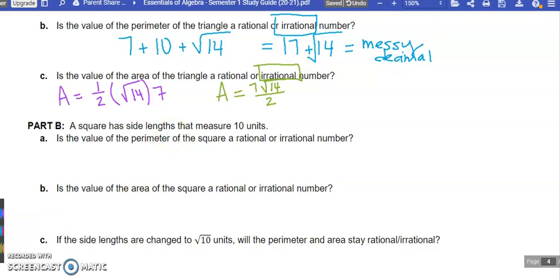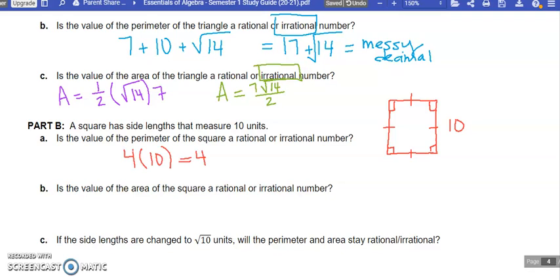All right, letter B, building on this, a square has side lengths that measure 10. So again, think about what you know about a square. We have a 4-sided figure with 4 right angles, and all sides are congruent, side lengths of 10. Is the value of the perimeter of the square a rational or irrational number? Well, perimeter means you add all the sides. We have 4 side lengths of 10, which is just 40.